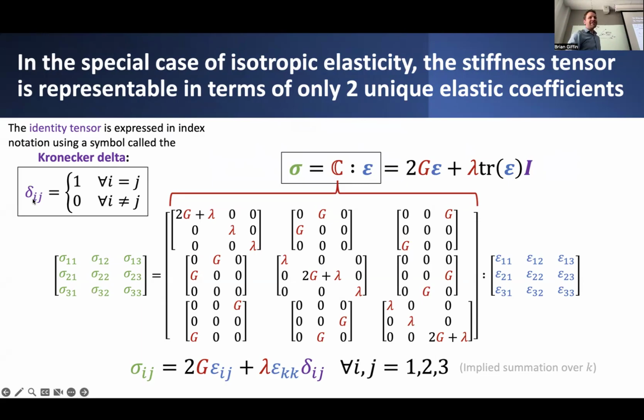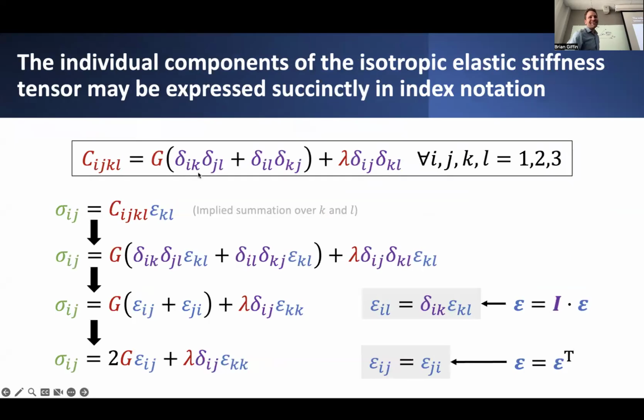So delta ij is basically just 1 on the diagonal when i equals j, and 0 otherwise when i is not equal to j. So imagine just a simple 3x3 array, 1's on the diagonal, 0's off diagonal. So it's really just the identity tensor. So through some combination of interesting permutations on the subindices for the identity tensor in different combinations, multiplied by these different elastic constants, we can then come up with this full representation for C_ijkl.